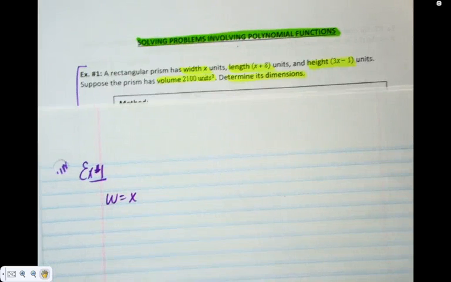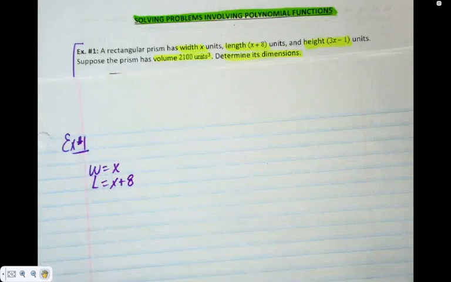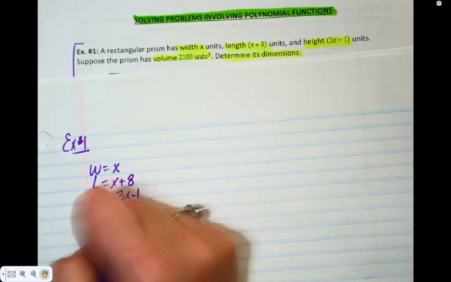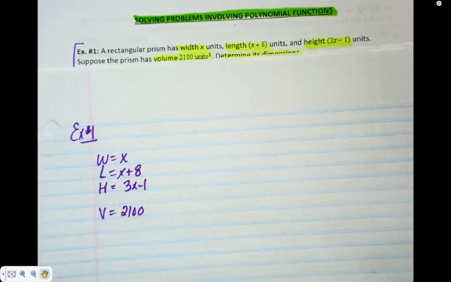x, length x plus 8, height 3x minus 1, volume 2100. What are we trying to find?